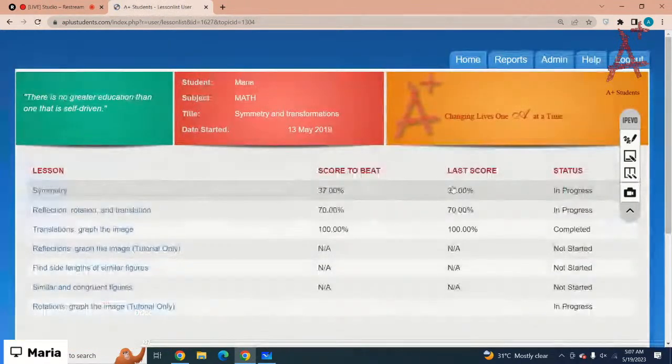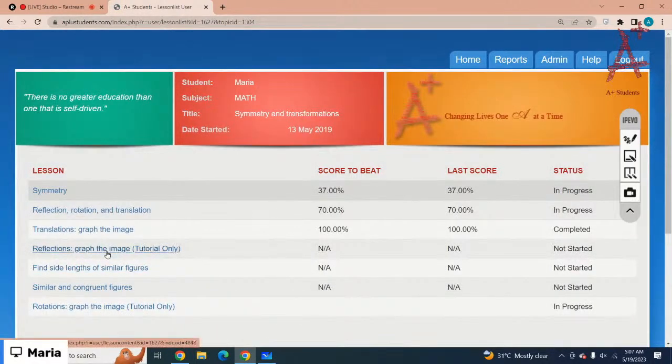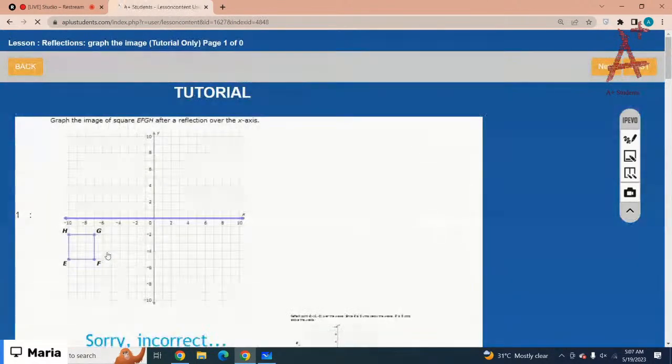The next one is reflection, graph the image. You have to now learn how to reflect the image. Graph the image of square EFGH after a reflection over the x-axis. Over the x-axis means you have to reflect to the opposite side. Here you have the opposite side of the x-axis. It would be the same distance from every point.